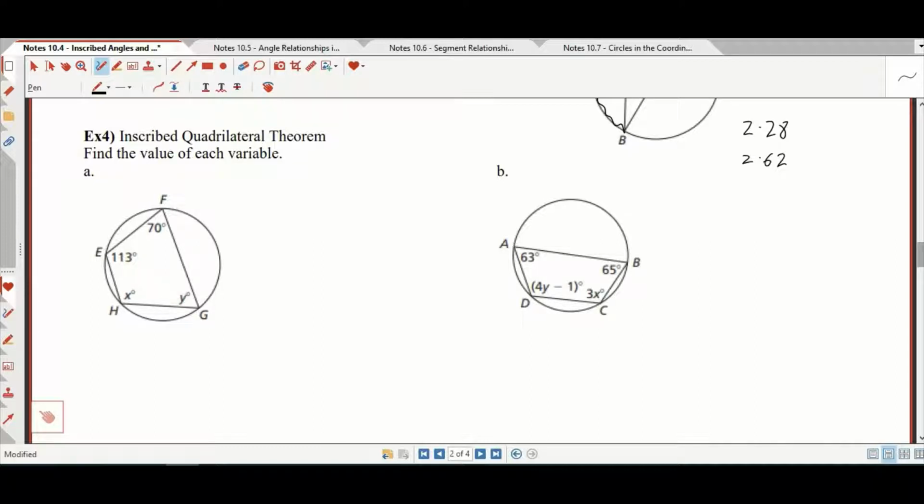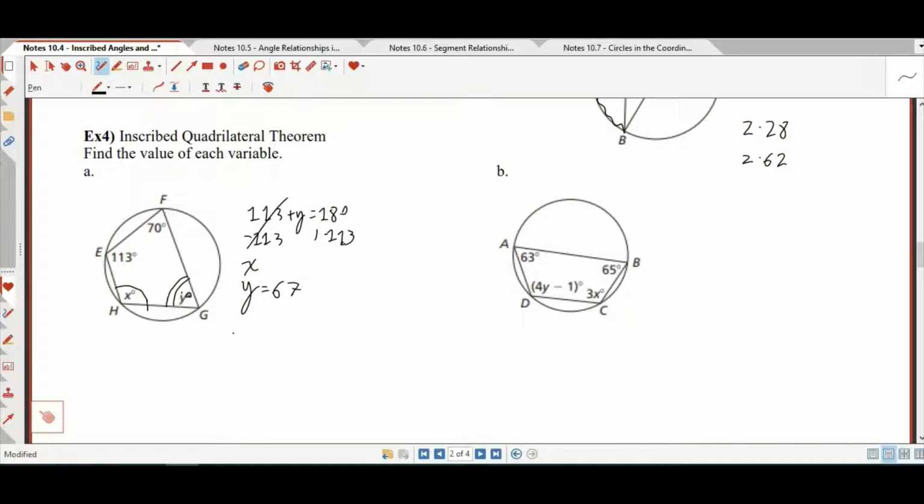Inscribed quadrilateral theorem. Find the value of each variable. So the inscribed quadrilateral theorem states that opposite angles in the quadrilateral are going to be supplementary. That is, 113 plus the measure of angle y is equal to 180. So 113 plus y equals 180. Take away 113, and 180 minus 113 is 67 degrees. So y equals 67. Notice it already has the degrees, which is why I left the units off.